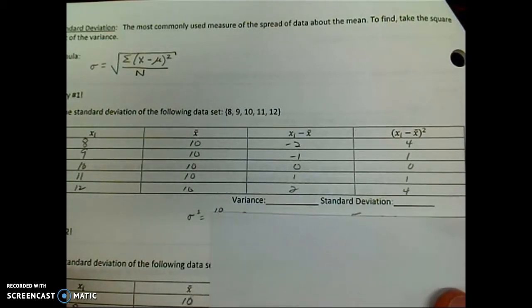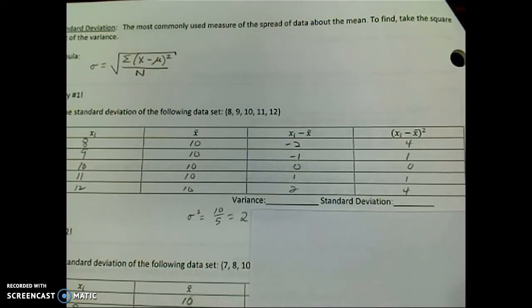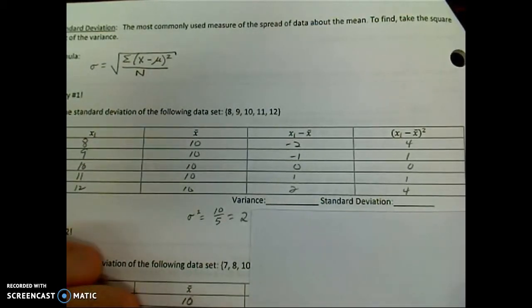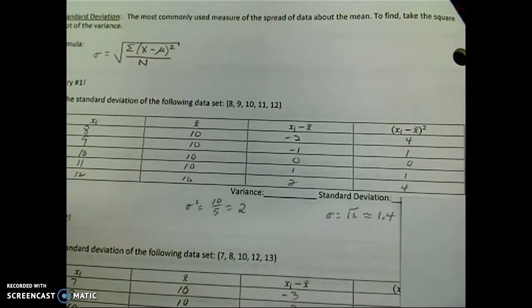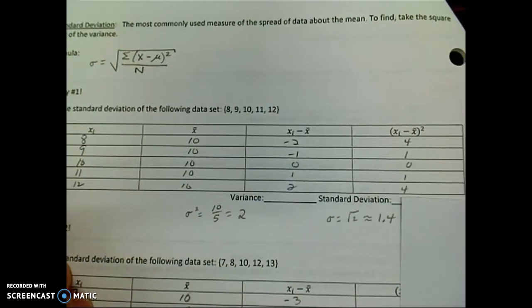So for our variance formula, we add those. 4 and 1 is 5, 1 more is 6, and 4 makes 10. So 10 divided by the number of data points, 5, gives us a variance of 2. To find the standard deviation, we take the square root of the variance. So our sigma value is the square root of 2, which is about 1.4. And I think that one makes some sense. It's kind of the average distance away from the center point, the average distance from the mean. The mean is 10.